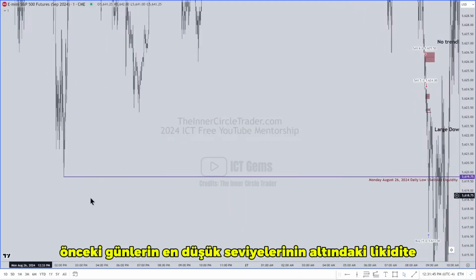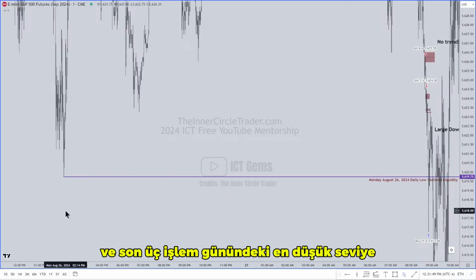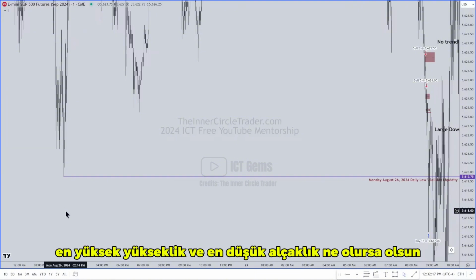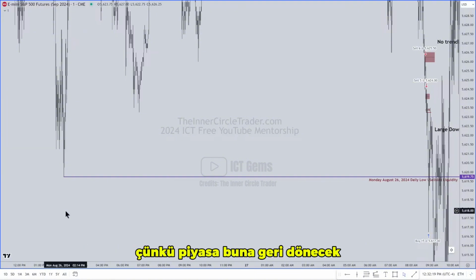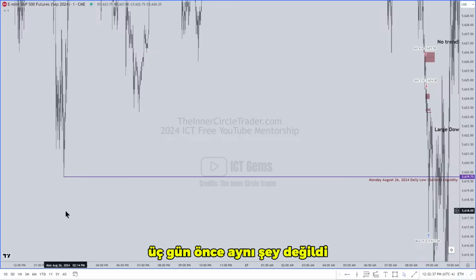The liquidity below the previous day's lows, the highest high and the lowest low in the last 3 trading days, you have to have that information all the time, no matter what market you're trading. The last 3 days, whatever the highest high was and the lowest low, because the market will refer back to that. The previous day's high and the day prior to that. So what you're looking for is the highest high and the lowest low in the last 3 days. Then you're looking at the high and the low of the day 3 days ago. It's not the same thing.